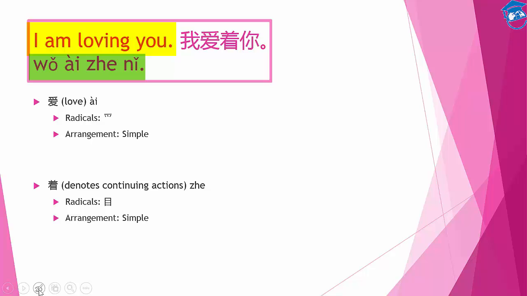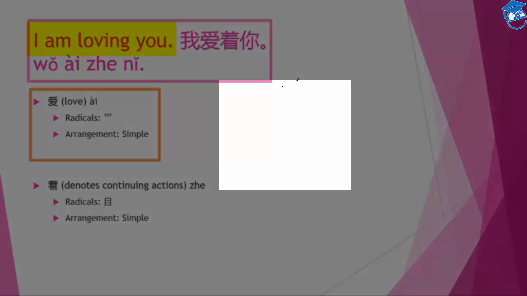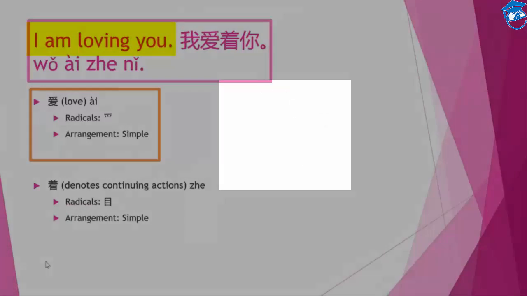So there are 2 new words. One is love, 爱. So this is the pinyin, and the radical is what's on top, and the arrangement is simple. So here's how to write 爱. 1 2 3 4 5 6 7 8 9 10. So this is the word 爱, which means love.